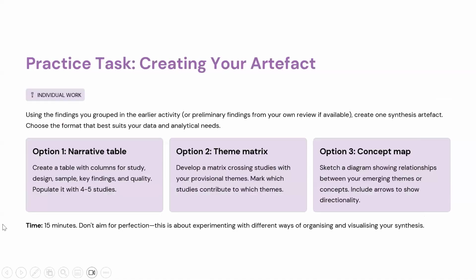So here we have a quick practice task of creating your artifact. This is basically just individual work using the findings you've grouped in an earlier activity, the one that we did earlier, or preliminary findings from your own review if it's available. Create one synthesis artifact and choose the format that best suits your data and analytical needs. So the first option is a narrative table, which we've discussed before, the second one being a theme matrix, and the third being a concept map.